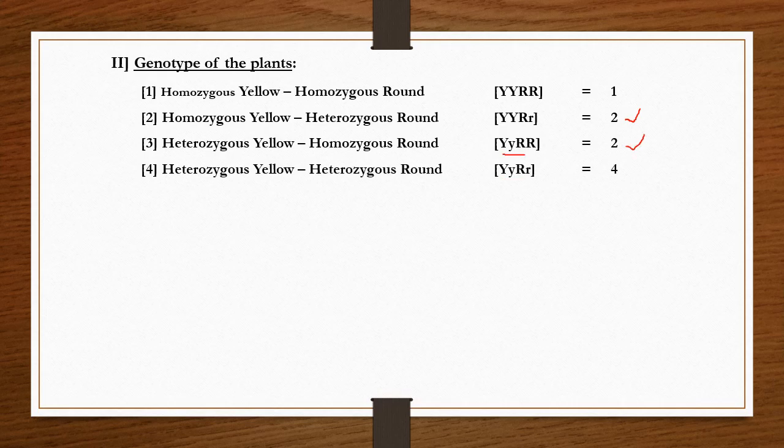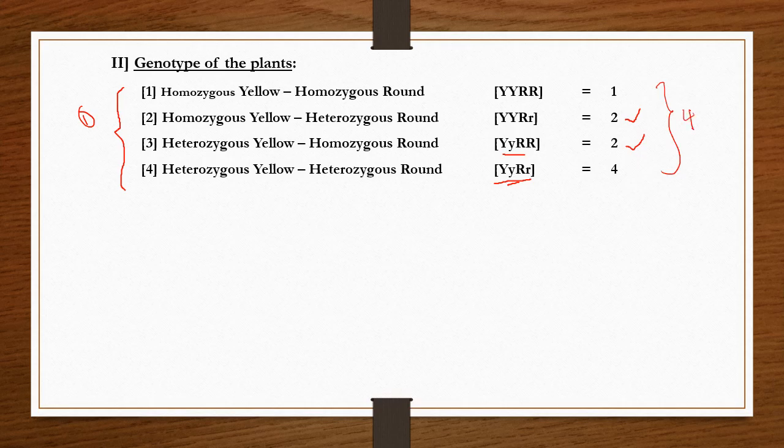Heterozygous yellow, that is capital Y, small y, heterozygous round, capital R, small r. The individuals with this gene composition are four. Remember that all these four individuals are yellow round only, but their genotypes are total four. So the phenotype is only one, that is yellow round, one external character, represented with a total of four genotypes in the F2 generation.